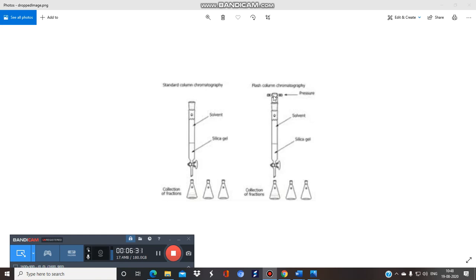You can see here you can attach a pressure pump. Okay, just suppose you have taken a mobile phase here. This is your mobile phase, and you will attach the mobile phase with this pump. What happens? The pump will take this mobile phase and, with the help of pressure, will pressurize your mobile phase to go inside your stationary phase at a faster rate as compared to the normal gravity column chromatography. So flash column chromatography is a faster method and a modified form of the column.